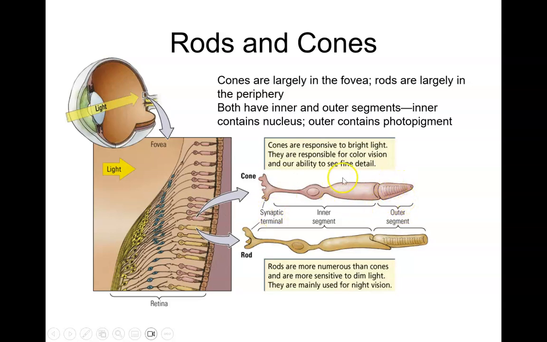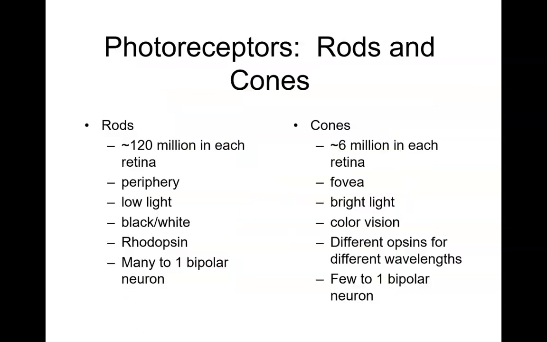Now, if you take a look at the actual structure of rods and cones, you can see where they get their name. The outer segment of a cone looks like a cone. The outer segment of a rod looks like a rod. So both of these have inner and outer segments. The inner segment of each of these photoreceptors is where the nucleus, the cell body, ultimately is located. You can see that we have our synaptic terminals, which are going to release glutamate onto our bipolar cells, but it's the outer segment that contains photopigment.